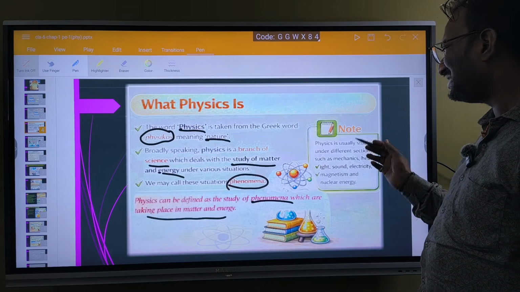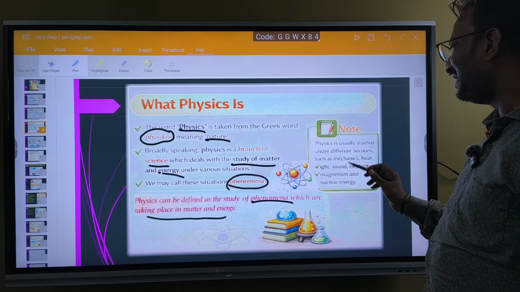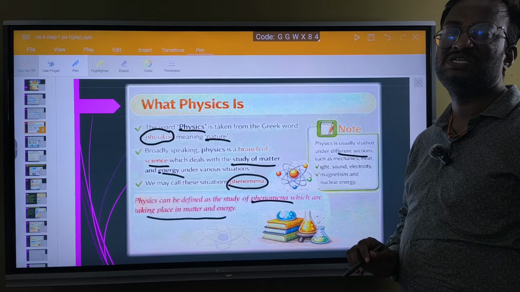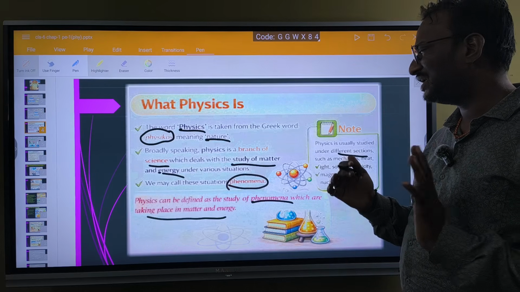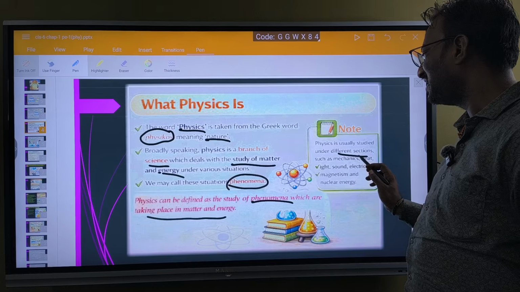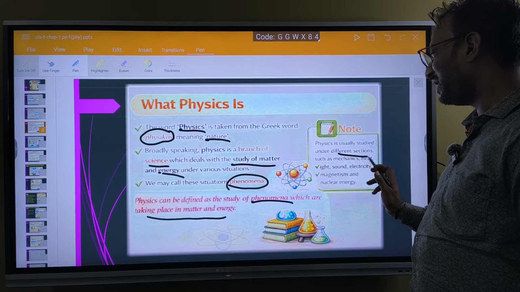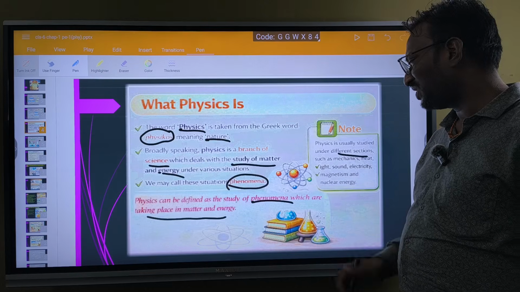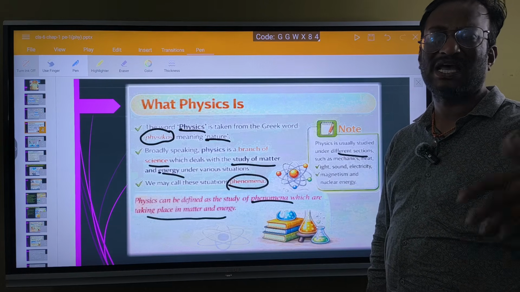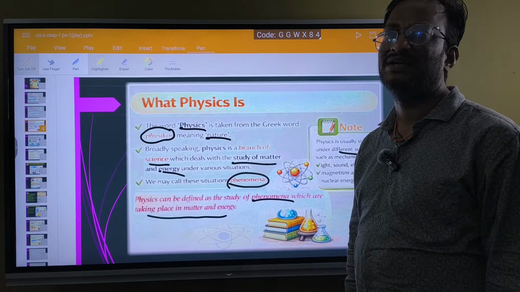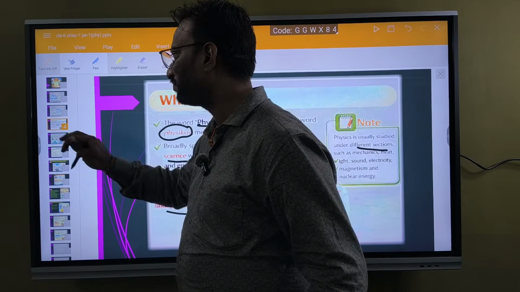Physics is usually studied under different sections. We are not going to study physics in one section. We are going to study it under different sections such as mechanics, heat, light, sound, electricity, magnetism, atomic physics, nuclear physics, thermodynamics. Likewise, we are going to study further in detail.